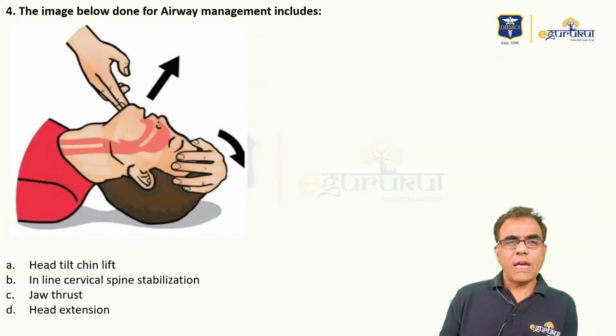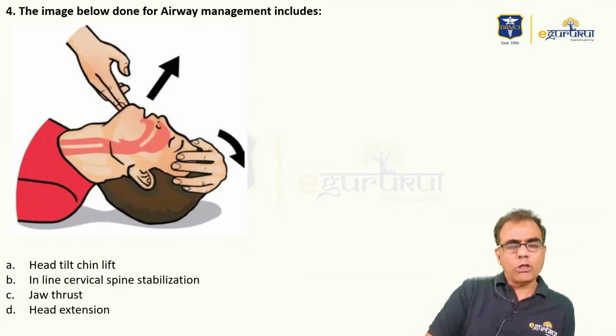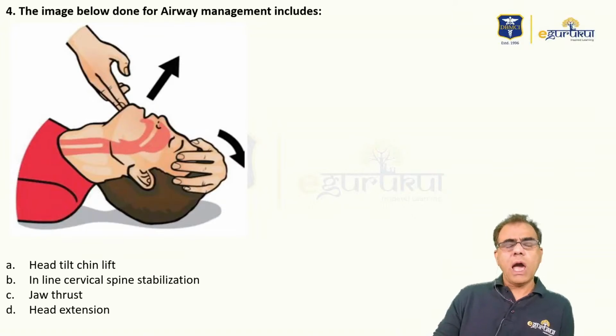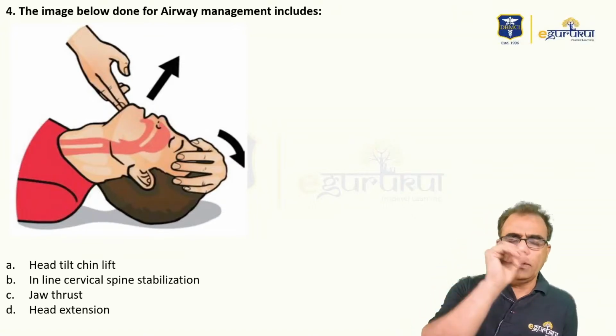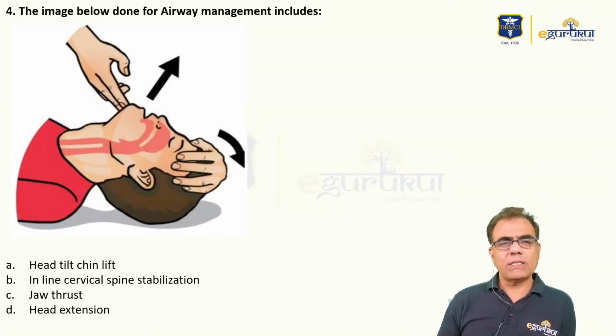Question number 4. The image shown below for airway management includes head tilt, chin lift, inline cervical spine stabilization, jaw thrust, head extension. This maneuver is one of a very basic maneuvers that you should know, and it is actually done to prevent tongue fall. This maneuver is called the triple maneuver. Triple maneuver means head tilt, chin lift and jaw thrust.